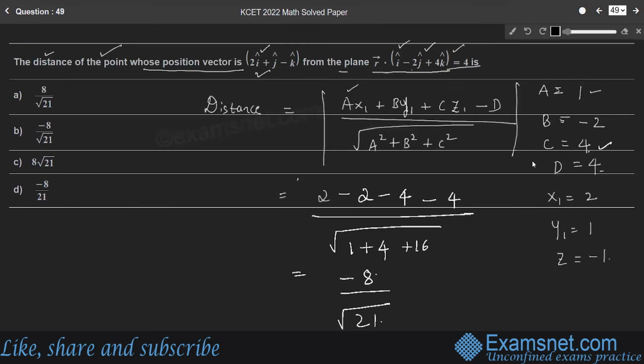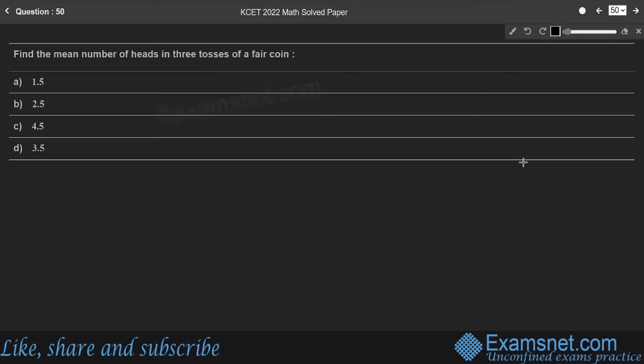Therefore, the distance of the point whose position vector is given, from the plane, is minus 8 by root 21. Option B is the right answer.